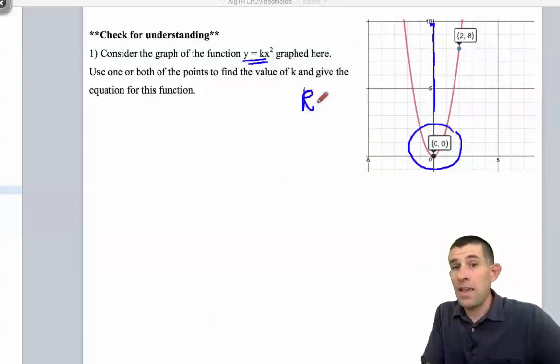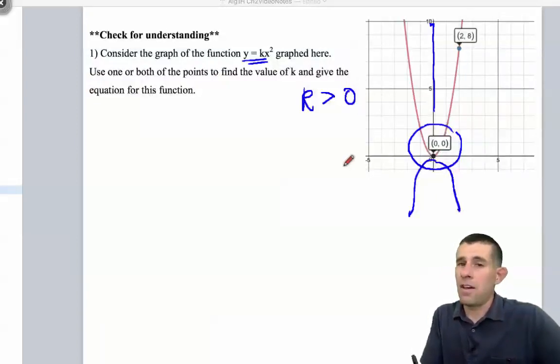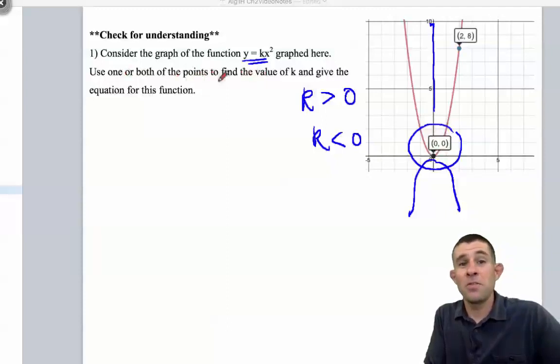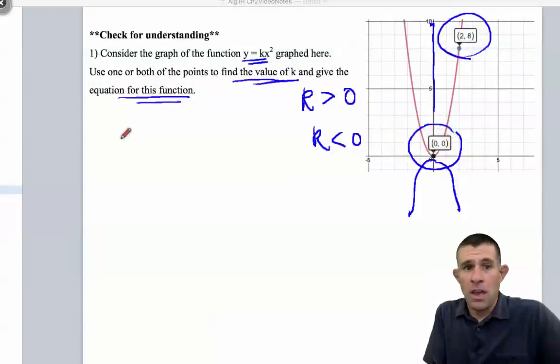Therefore, my k value, I know, has to be greater than 0, must be positive, because if it were to open down, then my k value would be negative, or less than 0. Anyways, it asks to use the points to find the value of k and give the equation for this function. So we're actually going to use the point (2, 8) because we can't really use (0, 0). And remember, anytime we know one relation, we can find the equation if we know the model. In this case, our model is k times x squared.